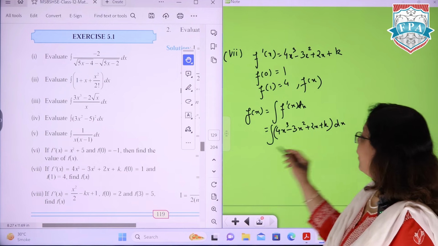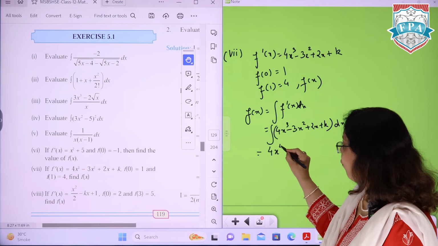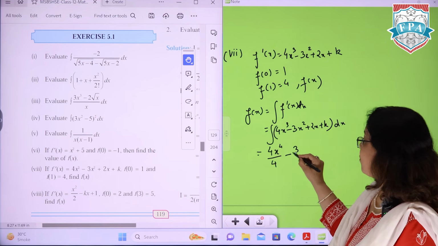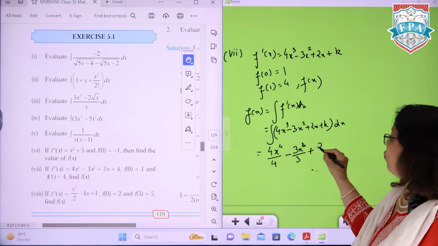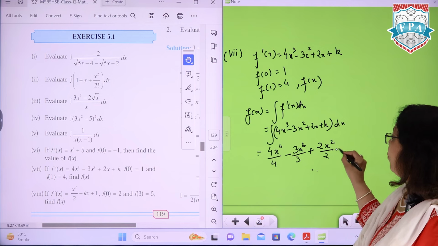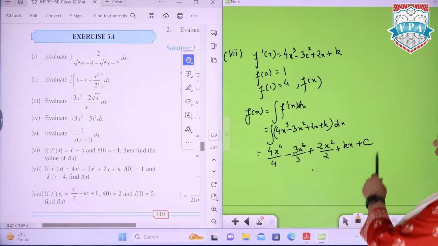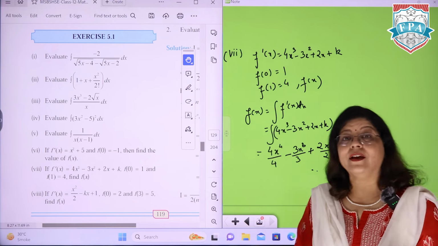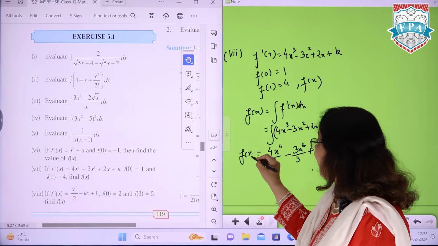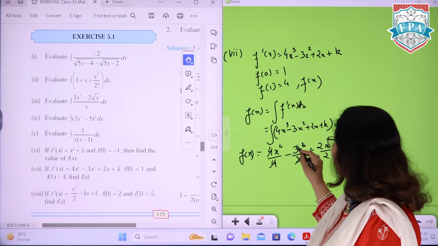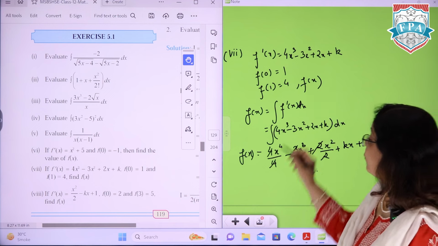Let's quickly integrate it. So 4x cubed becomes 4x to the power 4 by 4 minus 3x to the power 2 plus 1 is 3 by 3 plus 2x square by 2 plus kx plus c. Don't forget, k is already being used, so c is not needed. This is your fx. Now the problem arises: what is the value of k and what is the value of c? So we've got two values here.